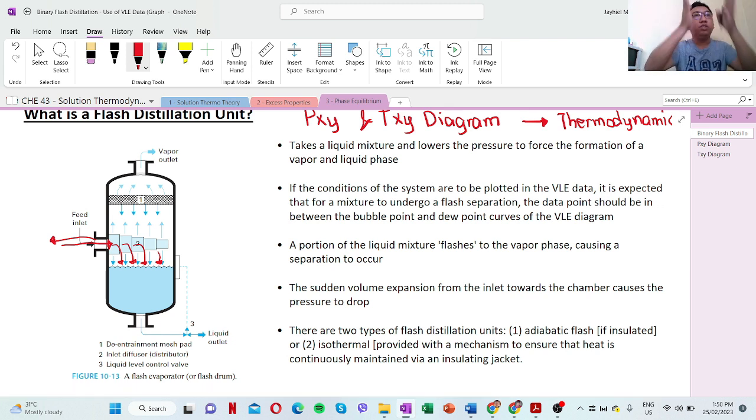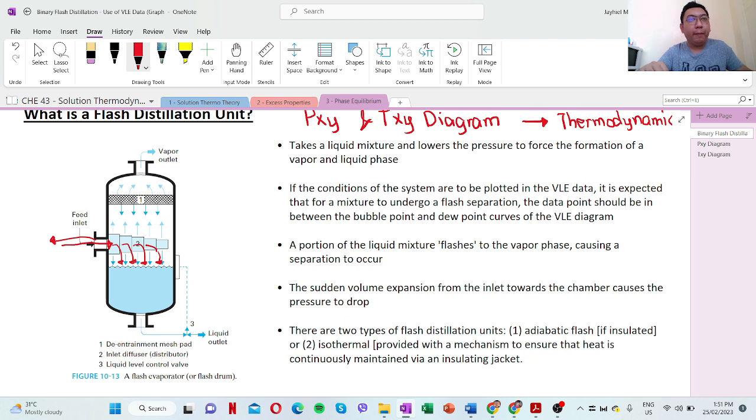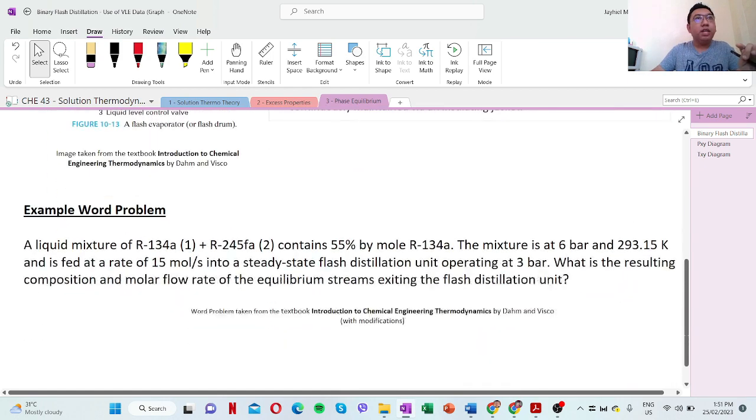This is a vertical flash drum, guys. Vertical flash drums are ideal for systems that are expected to have moderate to low flow rates. But if your flow rates are expected to be very large in magnitude, then I think the horizontal flash drum is viable or applicable to your case. So we have here a vertical flash drum, and so a control valve is necessary to prevent any backflow. All right. So let's go to the example word problem.